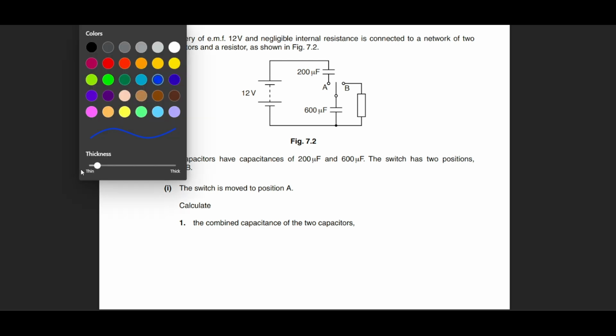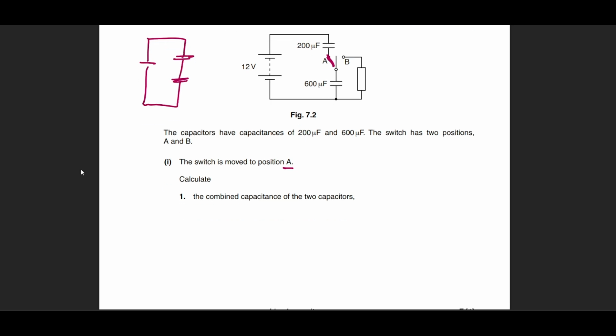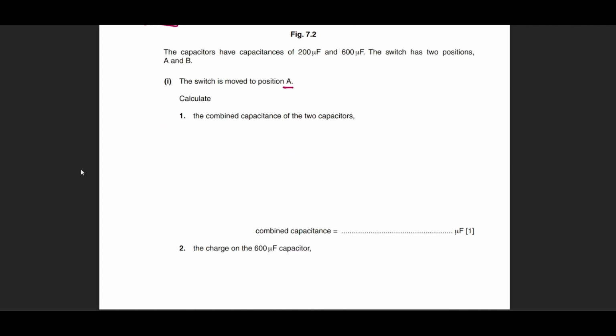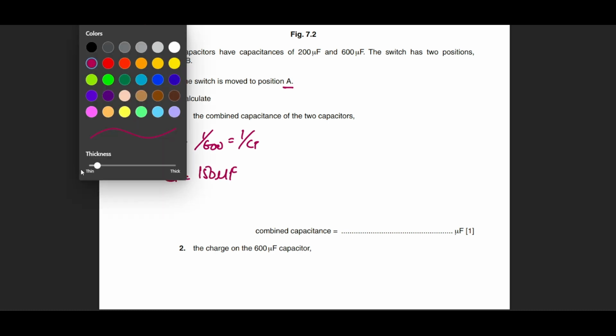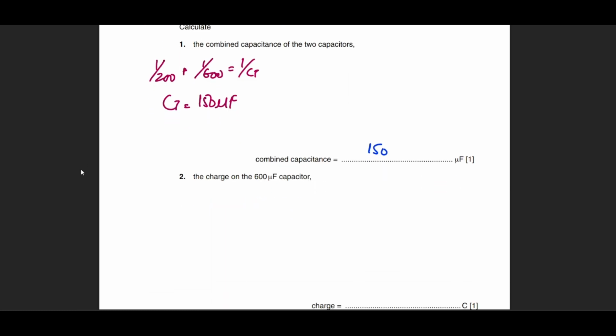Okay, so it tells me that the switch position is switch position A right now. So it's actually part of this circuit. In a simplified format, that would look something like this: two capacitors in series. It tells me to find the combined capacitance, and they are in series with each other under the circumstances. So I will use 1/200 micro plus 1/600 micro equals 1/CT. Simple algebra leads to the final answer of 150 microfarads. What does that mean? It means that in place of these two, I could have connected just one capacitor of 150 microfarad capacitance.